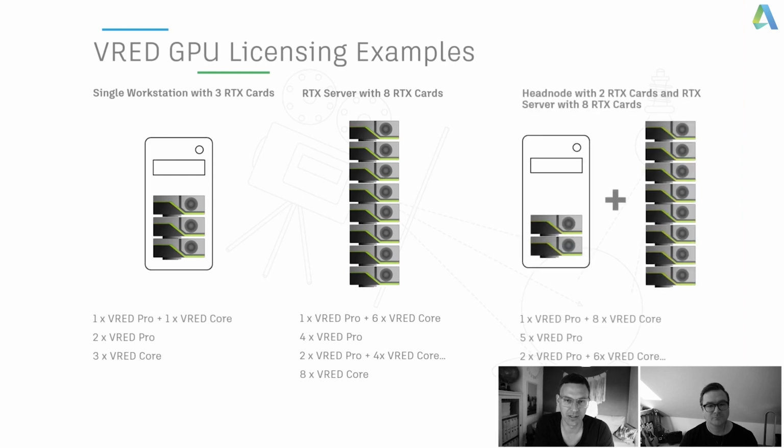For the scenario that you use a head node, which has 2 RTX cards, and an RTX server with 8 RTX cards, you need 1 VRED Pro for the head node and 8 VRED Core. Or you can use 5 VRED Pros for it, or you use 2 VRED Pros and 6 VRED Core, and so on. If you use this only for clustering, or if you don't need a UI for that, you can use also 10 VRED Core for that.